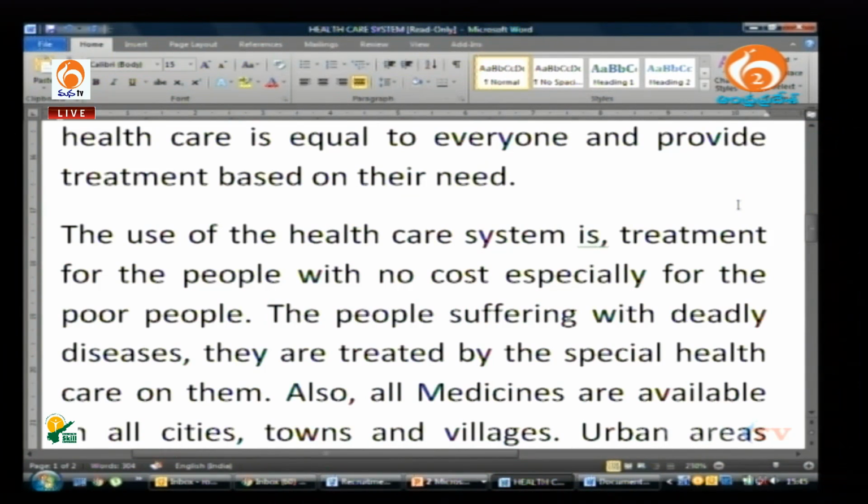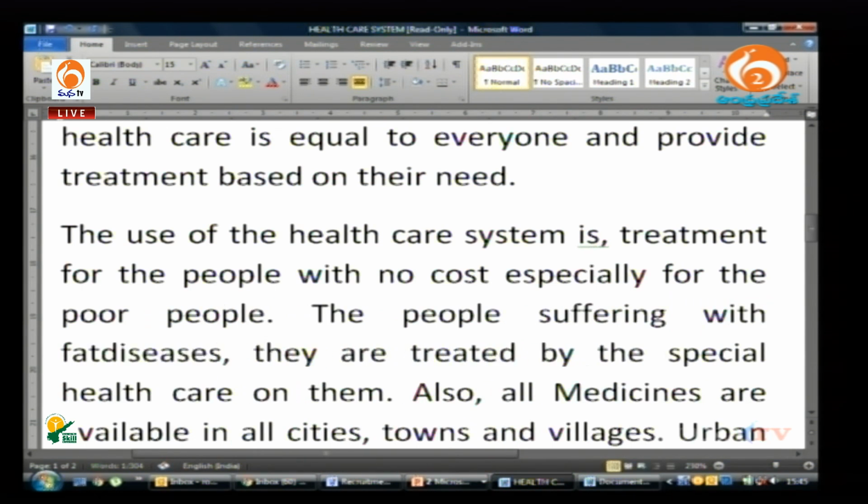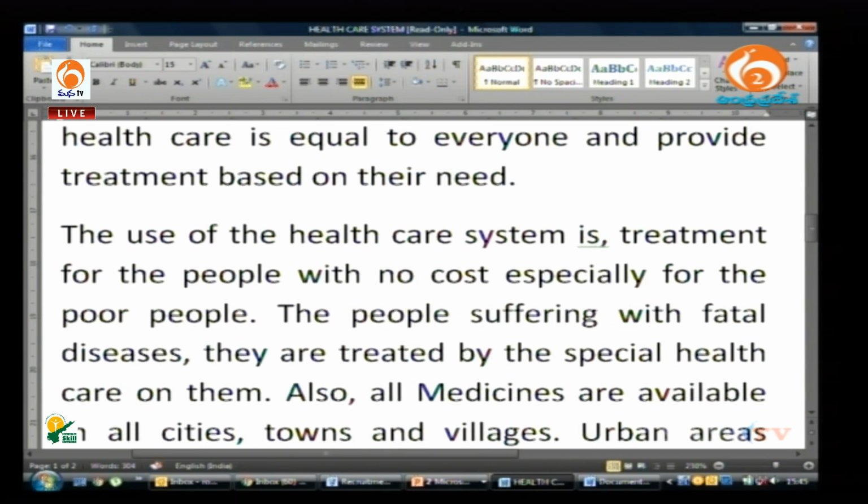Okay. The people, now let us look at the slide, the Word document. The people suffering with deadly diseases. It is not deadly disease, fatal diseases. Deadly is a very wrong word, it is a negative word. Fatal disease, you do not need they here, you already use the people.